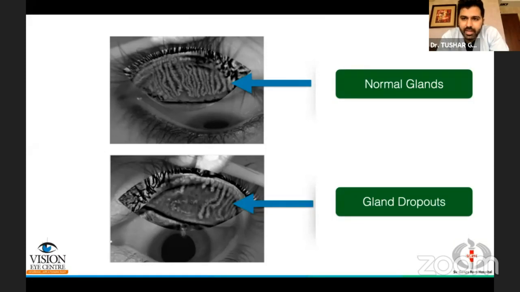You can see in the glands, but not much dropouts. Whereas when you look in the image below, you see that that individual has a huge amount of gland dropouts. So that is somebody who's likely been having long-standing chronic meibomian gland dysfunction, which has led to the atrophy of these glands. So this is important to be able to tell because you can base your treatment on that.